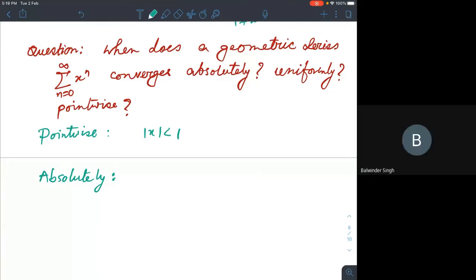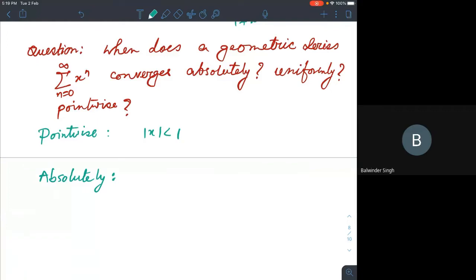Sir, can we say that if the sequence of this series converges to some sequence which is less than 1 by n, then it will converge pointwise? What is the sequence of the series? Not the sequence of partial sums, but the sequence f_n(x) equal to x to the power n. That converges implies the series converges. Is it true?